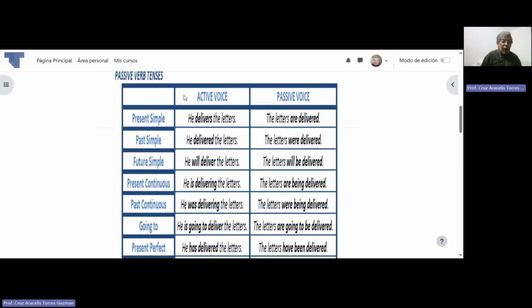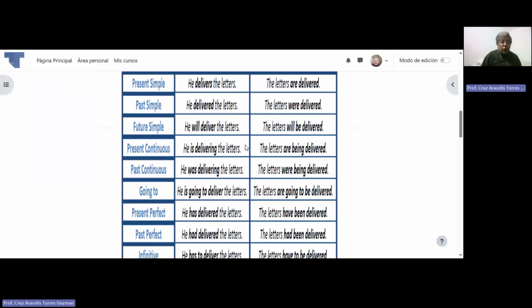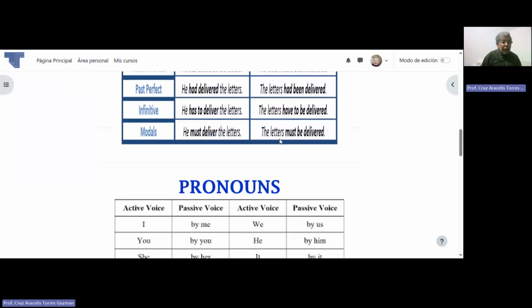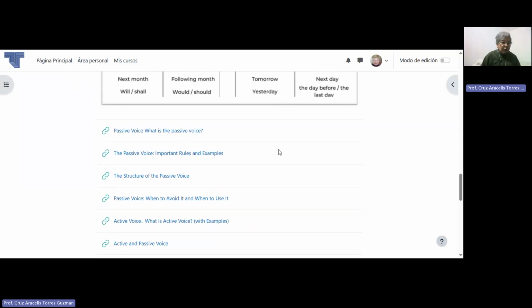Here's the chart about all the tenses, and you have to change from active to passive voice, okay? You have to use the auxiliary be and conjugate the verb in the past participle, okay? Every time you have to use the auxiliary be, as it shows here in the chart. What is passive voice? Let's first see what passive voice is, okay?